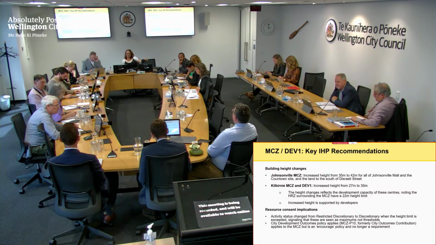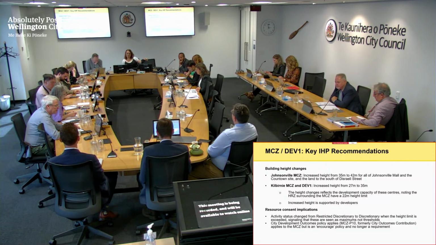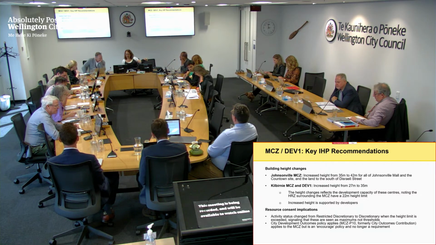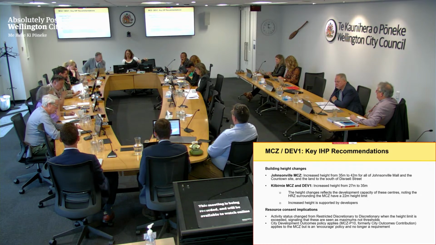Other recommendations include increasing the heights in both of these centres. So in Johnsonville, on the mall site and on the eastern side of the centre down to Disraeli Street, the height is recommended to be increased to 42 metres or 10 stories. And in Kilburnie, the height is recommended to be increased south of Onipu Road to 8 stories. You can see these changes on the map viewer.